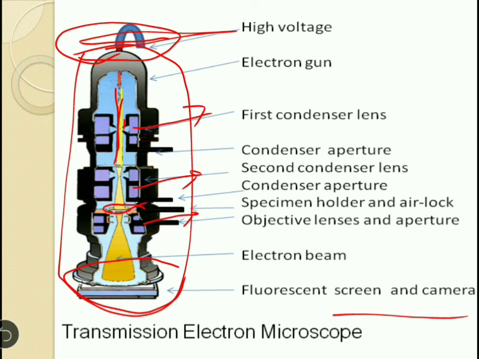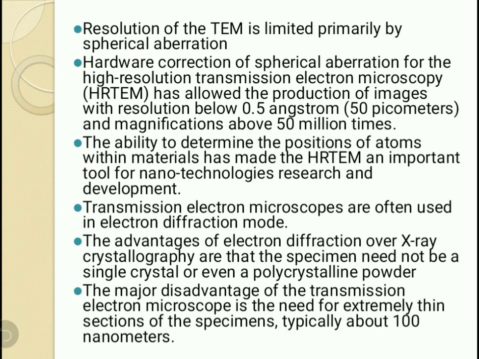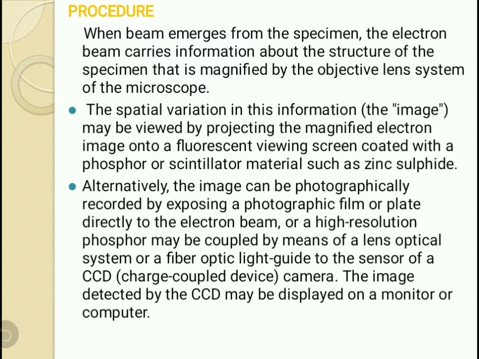So that is a simple diagram. From that we can see the procedure of how the images can be magnified and observed. A very minute part, very small images can be seen. Now here, spatial variations, the first procedure is there. When the beam emerges from the specimen, the electron beam carries information about the structure of the specimen, that is magnified by the objective lenses of the microscope.